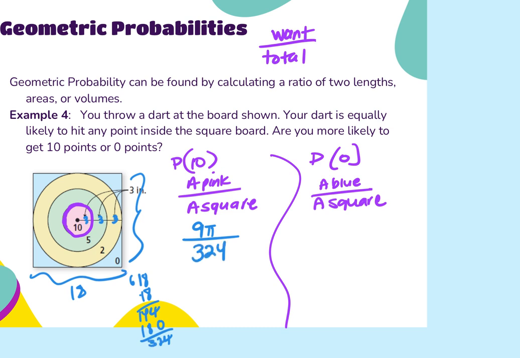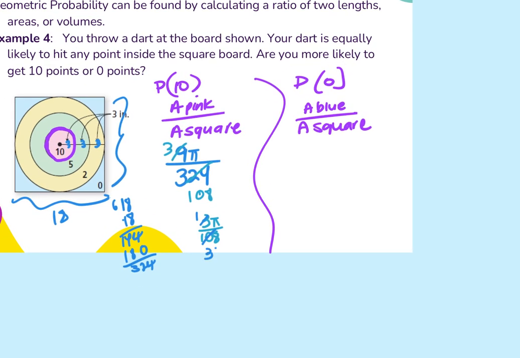So these you'll most likely answer that way. I mean, if it said keep it exact, then it would be that. Actually, you can reduce that, right? Yeah, we can reduce that because 3 goes into both of them. This would be 3 pi over 108, and then that gets reduced again. So this is pi over 36.